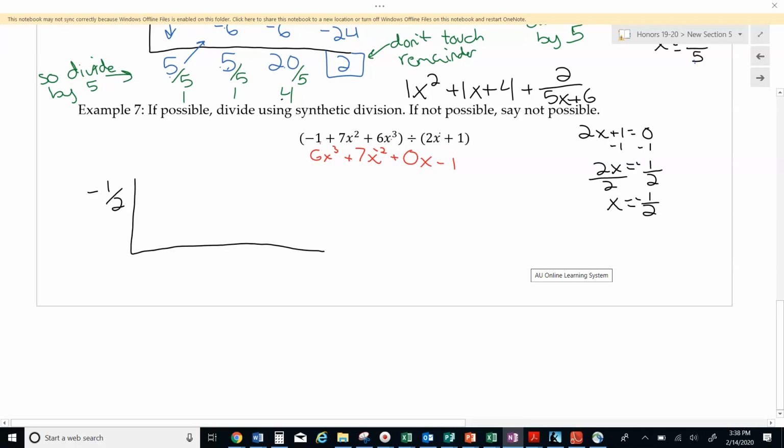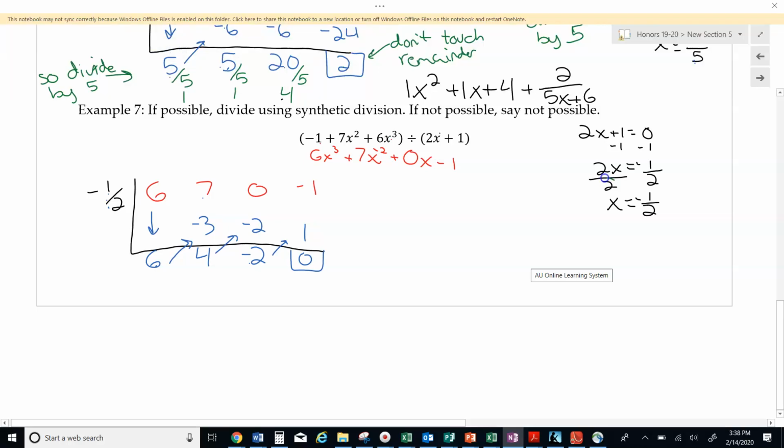Alright, so make sure that your first polynomial is good before you write your coefficients down. So we have 6, 7, 0, -1. Do the same thing. Bring down that 6. -1/2 times 6 is -3. 7 minus 3 is 4. -1/2 times 4 is -2. -1/2 times -2 is 1. And there's no remainder on this one. That's fun.